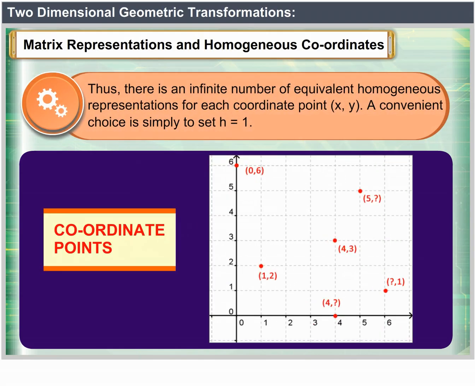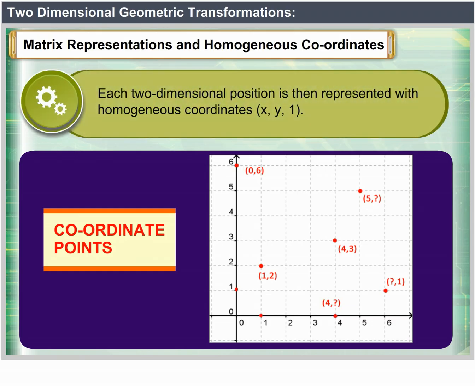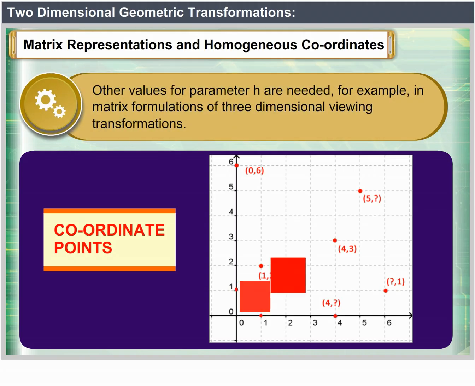Thus, there is an infinite number of equivalent homogeneous representations for each coordinate point x, y. A convenient choice is simply to set h equal to 1. Each two-dimensional position is then represented with homogeneous coordinates x, y, 1. Other values for parameter h are needed, for example, in matrix formulations of three-dimensional viewing transformations.